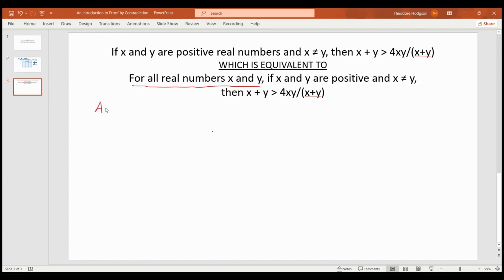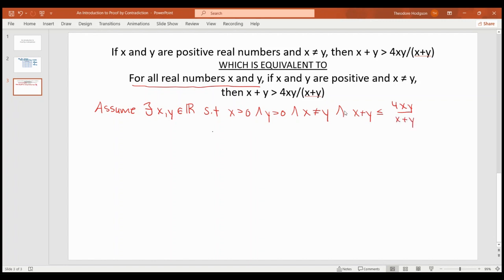So we're going to assume for our proof by contradiction that there exist x and y in the real numbers such that P is true and Q is false. So such that x is greater than 0 and y is greater than 0 and x does not equal y, and Q is false: x plus y is less than or equal to 4xy over x plus y.